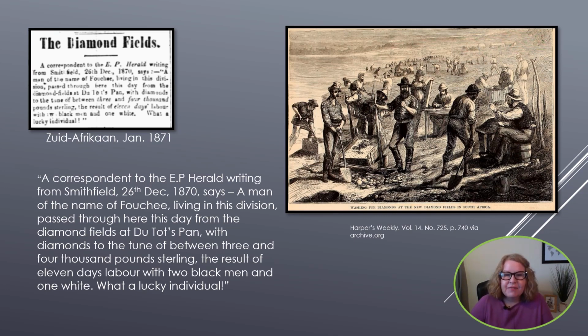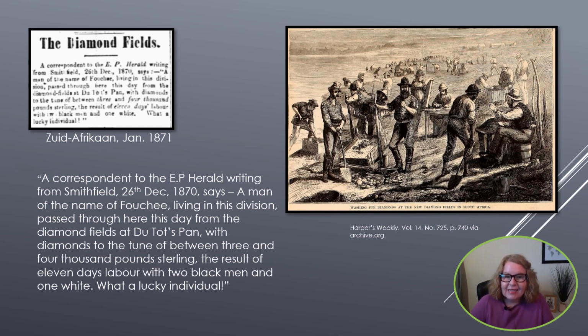So this was titled The Diamond Fields, and it reads: a correspondent to the EP Herald, which was another newspaper, says that a man of the name of Fouchier, living in this division, passed through here on this day from the diamond fields at Du Toit's Pan, with diamonds to the tune of between 3,000 and 4,000 pounds sterling, the result of 11 days' labor with 2 black men and 1 white. What a lucky individual. I thought it was kind of an understated response to someone working for 11 days and ending up with between 3,000 and 4,000 pounds sterling, which would have been a huge amount in those days.